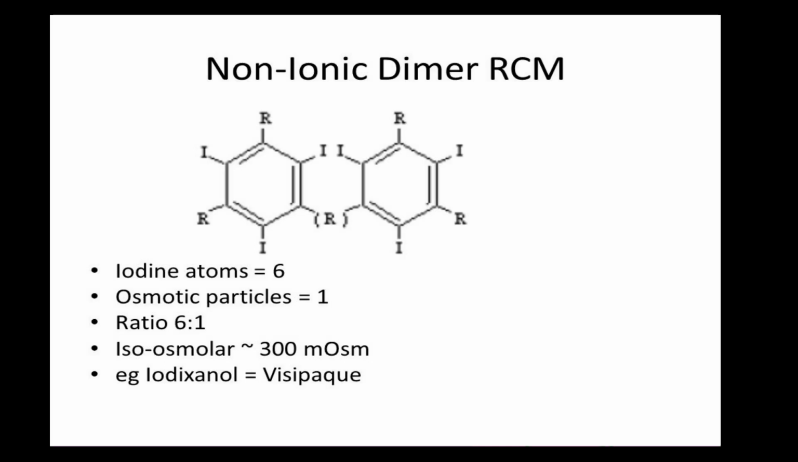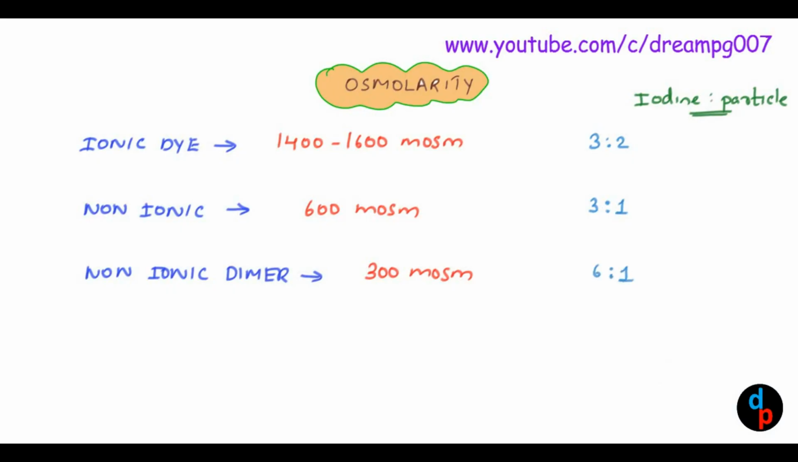Non-ionic dimer has 2 benzene rings. So, the number of iodine atoms is 3 plus 3, 6. As it is non-ionic, it does not dissociate. So, the iodine particle ratio in non-ionic dimer is 6:1.